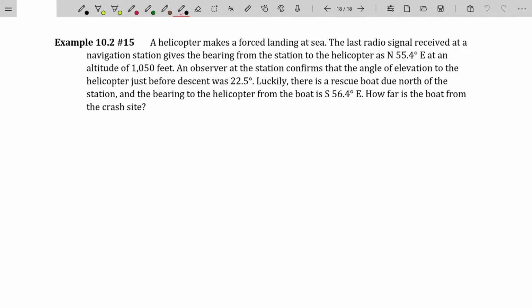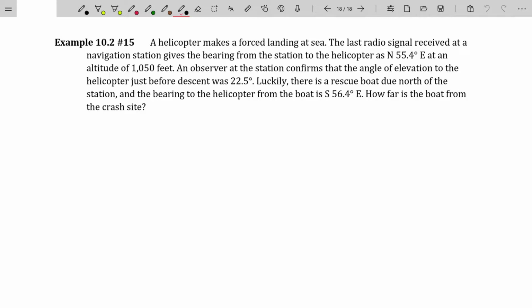So a helicopter makes a forced landing at sea. The last radio signal received at a navigation station gives the bearing from the station to the helicopter as north by 55.4 degrees east at an altitude of 1,050 feet. That is, the helicopter was originally at an altitude of 1,050 feet before it crash landed. An observer at the station confirms that the angle of elevation to the helicopter just before descent was 22.5 degrees.